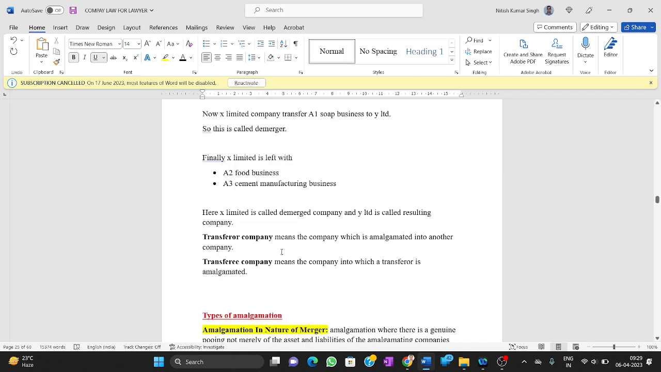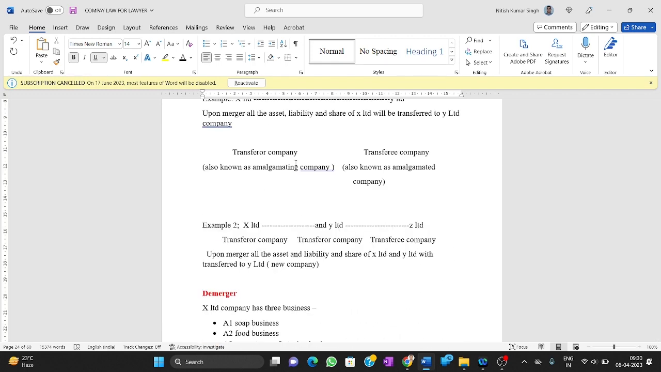Now let's talk about transferor company. It means a company which is amalgamated into another company. Transferee company means a company into which the transferor company is amalgamated. So basically, when one company merges with another company, the transferor company always loses its existence, and the transferee company will have all the assets, liabilities and shareholders of the transferor company.